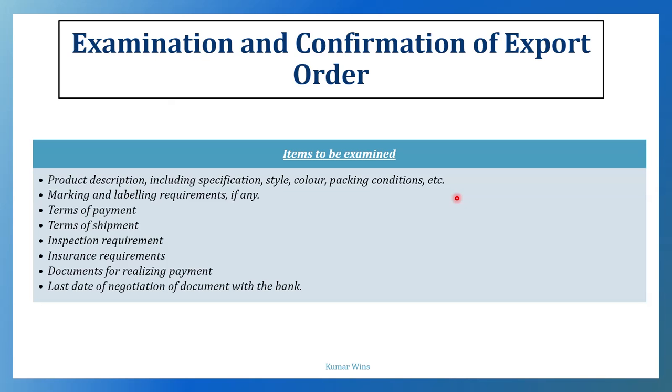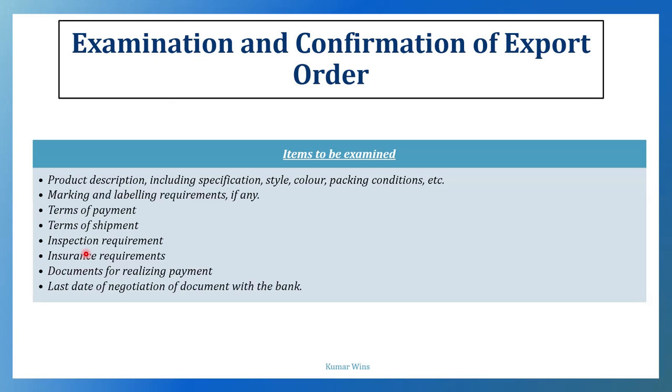Then terms of shipment. Terms of shipment includes the choice of carrier if there is any. Then mode of carriage, it could be by sea or by air, by land. Then the place of delivery, date of shipment, port of shipment, transshipment, etc.